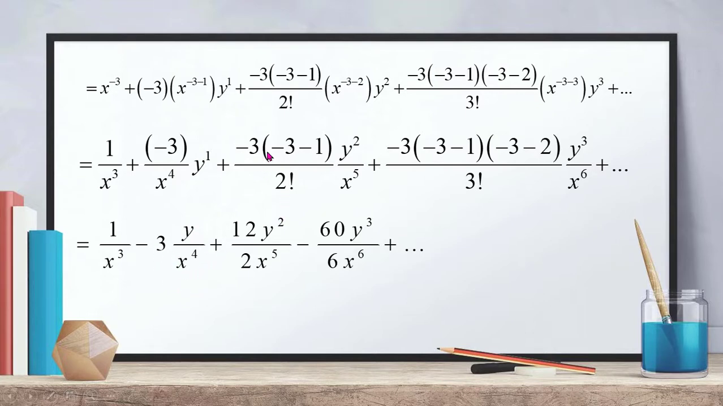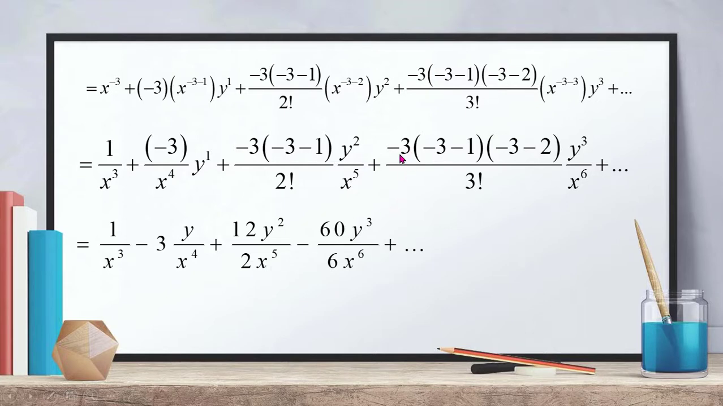This is negative 3, that's negative 4. If I multiply negative 3 and negative 4, I get positive 12. This is where positive 12 is coming from. 2 factorial is simply 2, and then we've got y raised to the power 2, which is that one, and x raised to the power 5 is that one.